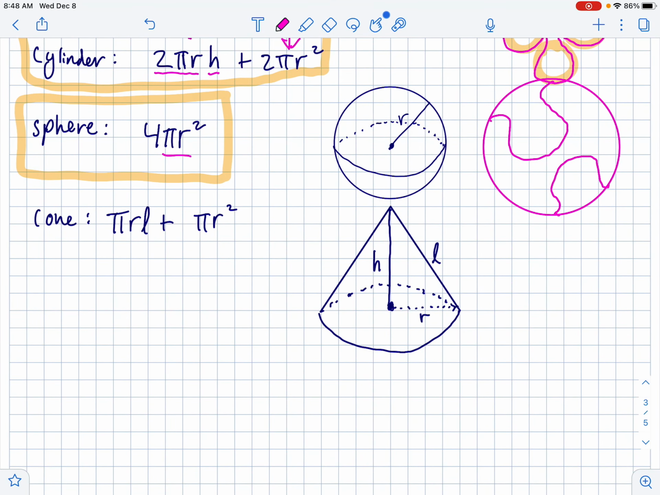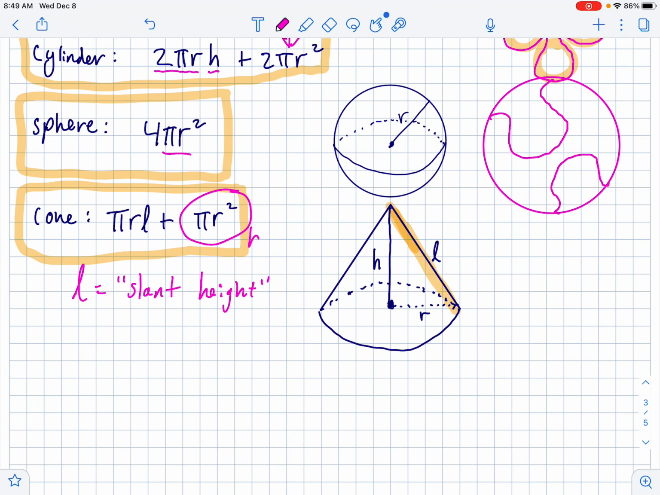There is a way to cut apart the cone, but then you have to deal with the angle that's missing out of a circle and stuff like that. So we're just going to keep it simple and say that the cone is pi r L plus pi r squared. This L is referred to as the slant height. So that's this right here in the diagram. Slant height, L. It's the side from the tip down to the base.